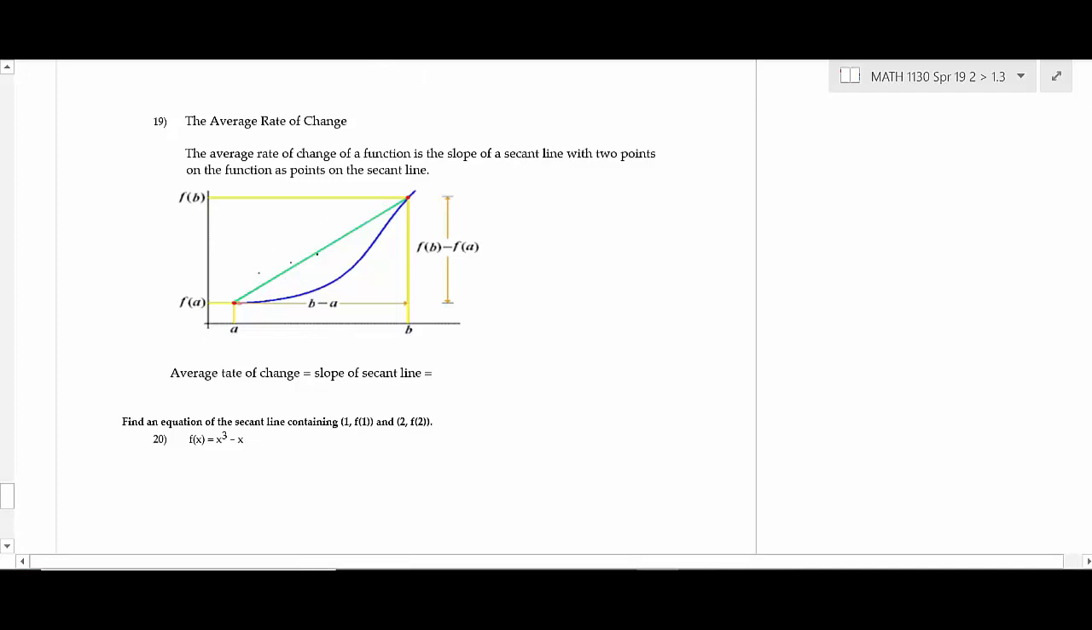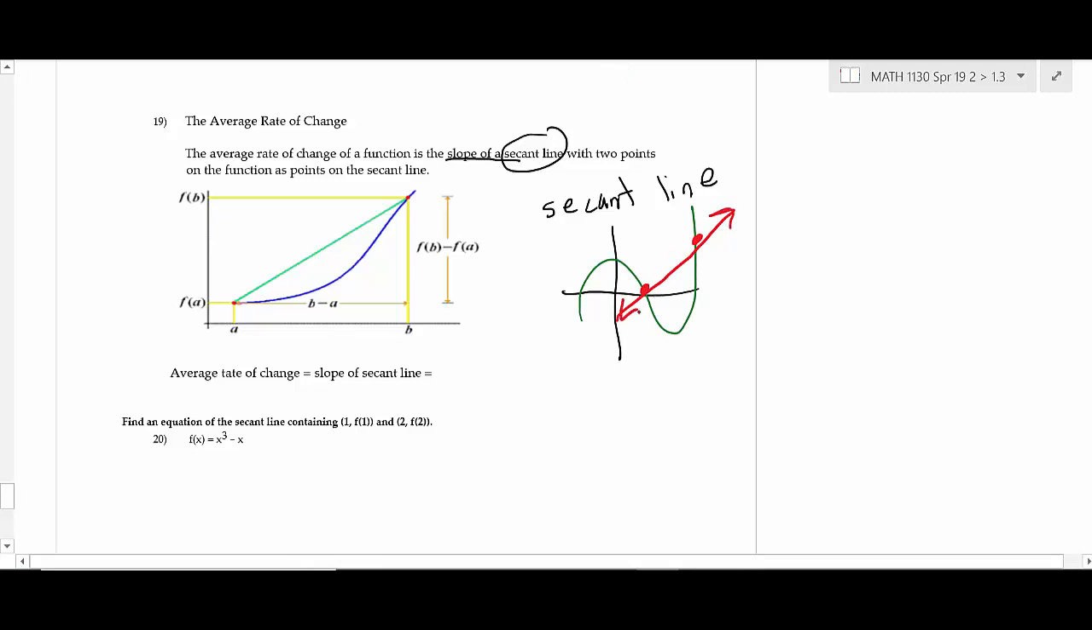What average rate of change is, is really just the slope of a line. So if you have a function, you have what you call a secant line. A secant line just means you take 2 points on a graph and then you connect the dots. So for instance, if you had a curve that looked something like this, a secant line would just be you pick 2 dots and connect the line. That's what a secant line is.